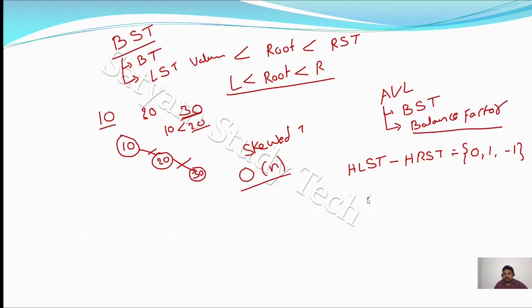Okay, now you can see the simple thing. So how can you solve this problem? The worst case time complexity in a BST is big O of n, but in this AVL tree the time complexity is big O of log n. Now you can see the notations.